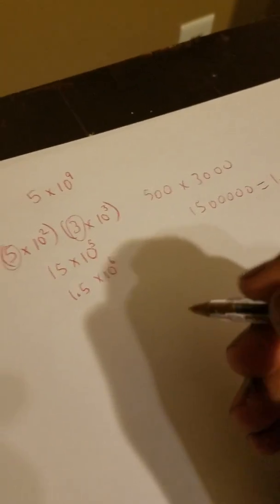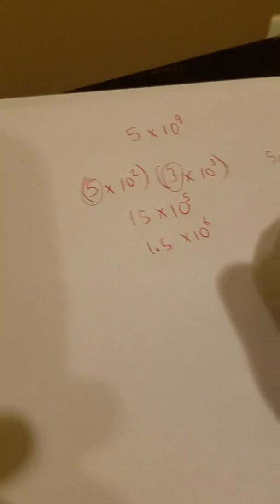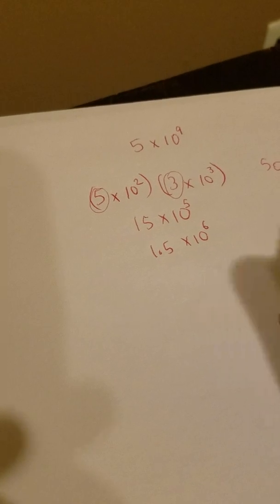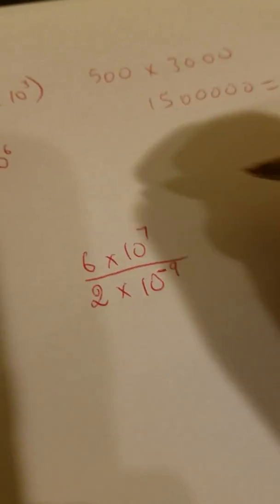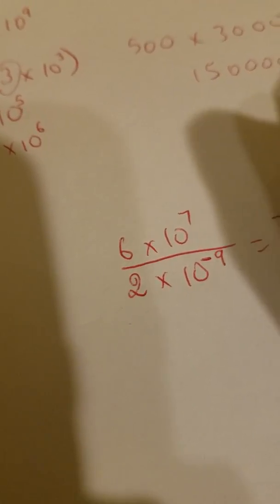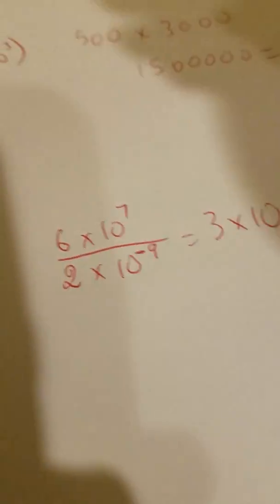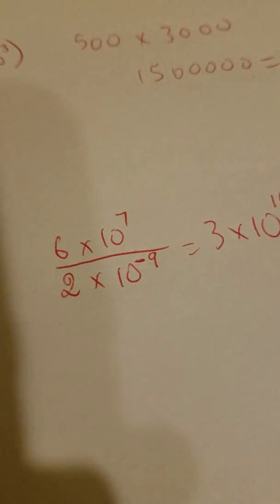Now when it comes to division, you subtract the exponents, and you just divide the constants in front of the tens. Now if I have, let's say, 6 times 10 to the power 7 over 2 times 10 to the power negative 9. I'm just going to focus on the constants. 6 divided by 2 is 3. And then I subtract. Always remember the 10 stays there. 7 minus negative 9 is going to be 16. So this would be your answer. Of course, in a real problem, you have decimals and you might have to fix it after.